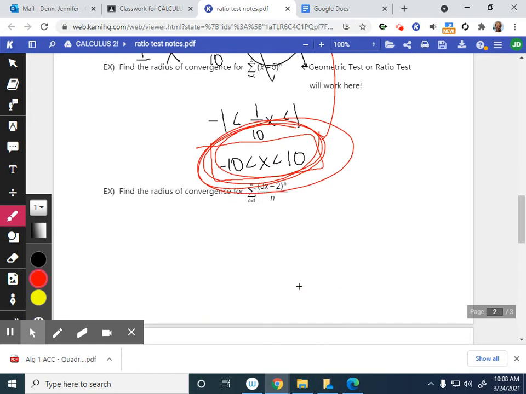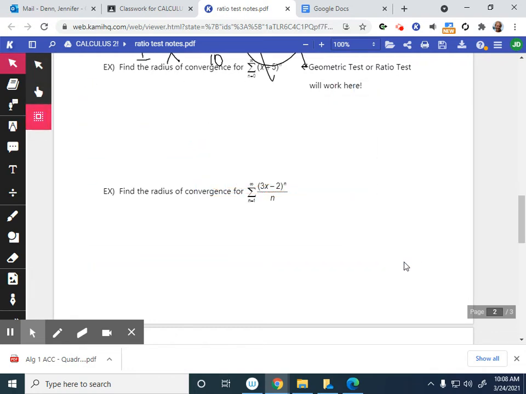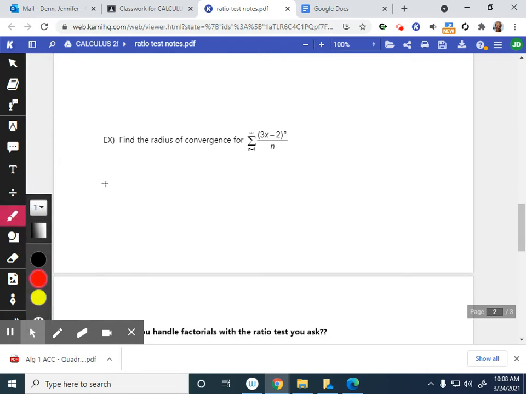Okay, let's try another one. Maybe you even want to try to start it and see if you get anywhere. So again, find the radius of convergence for this series. So we're going to look at the limit as n approaches infinity of 3x minus 2 to the n plus 1 over n plus 1. And instead of dividing by the big fraction, I'm going to multiply by the reciprocal.